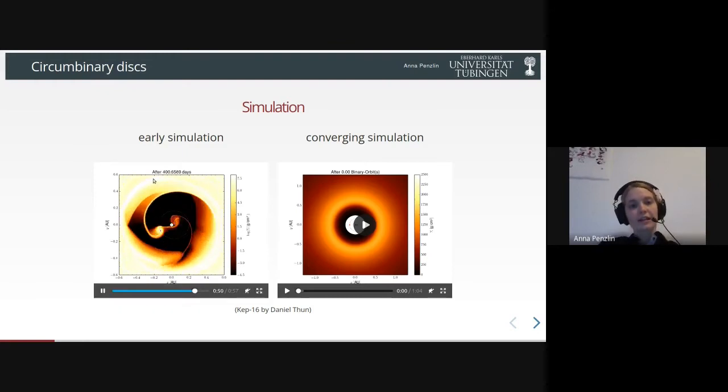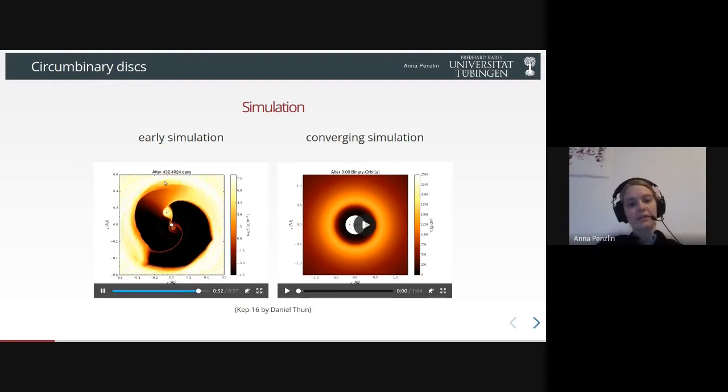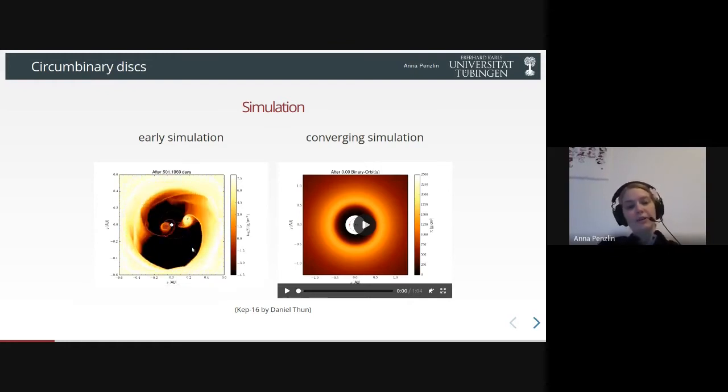So this is just a few tens to hundreds of orbits, what we have here. So it's quite early to say that this is the concluded picture, and we want to understand now what a converged simulation would look like, one that ran as long as needed to really get a disk that is in a quasi-stable state. So in the second simulation, you will see the time up here.